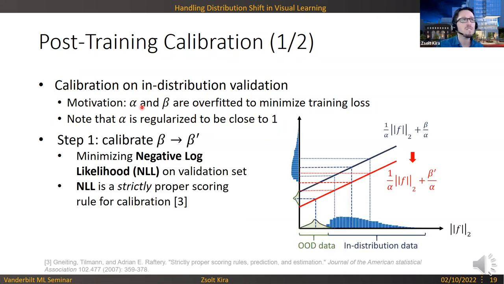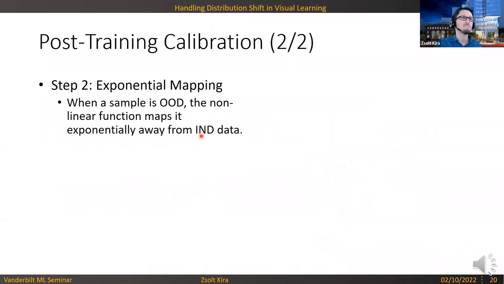Specifically, we do minimization of the negative log likelihood on the validation set. So this goes from beta to beta prime, and similarly, you can do it from alpha to alpha prime if you want. It is just a post-training calibration procedure that you only do once on the validation set.